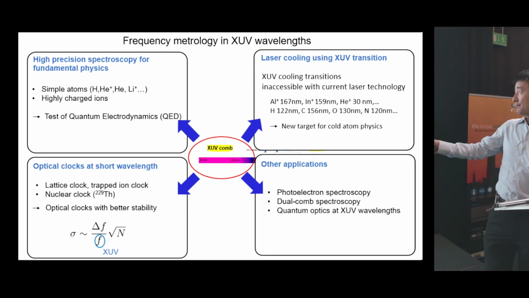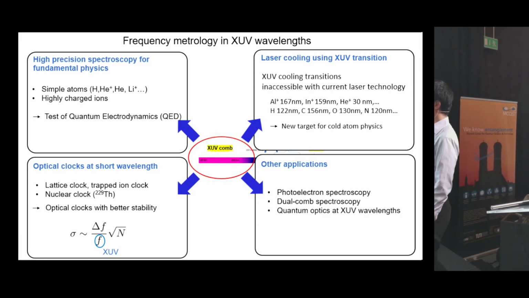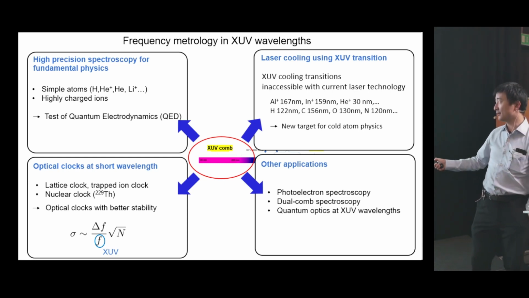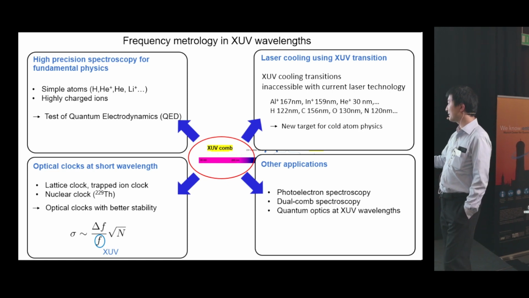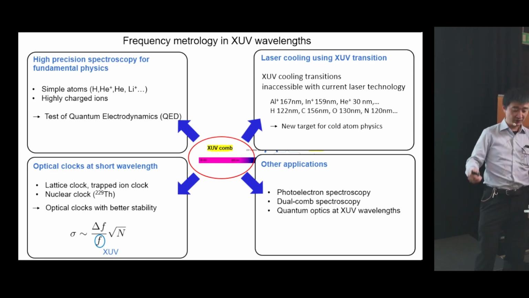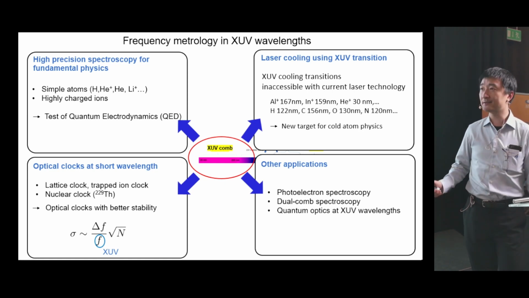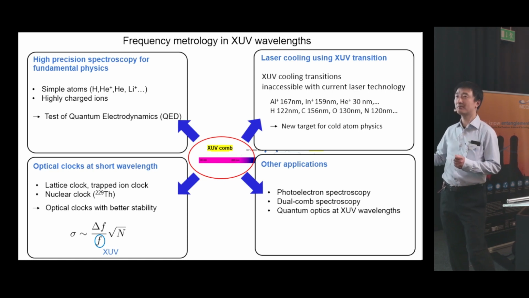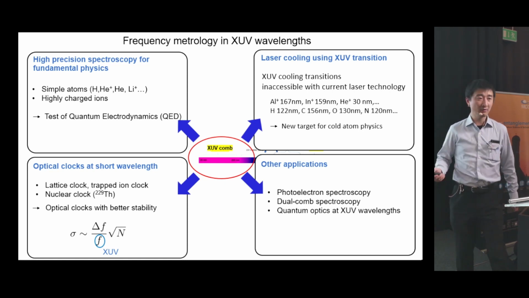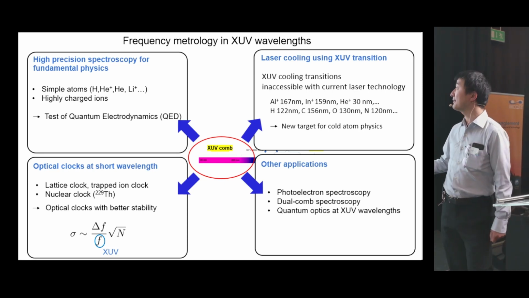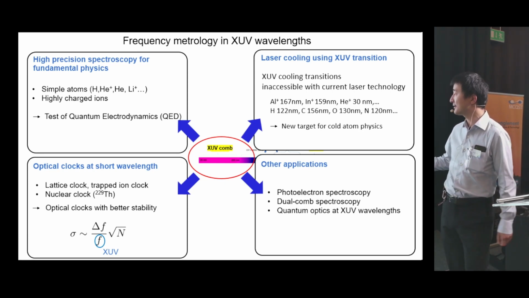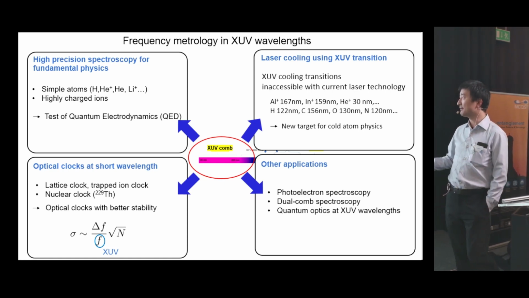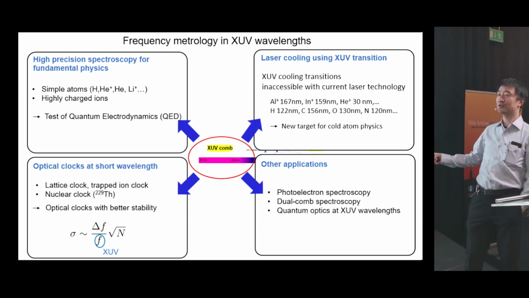Not only all these three applications, I can also imagine other applications: photoelectron spectroscopy, dual-comb spectroscopy. I don't have time to go into the details of these applications, and also for quantum optics at extreme ultraviolet wavelengths. For example, this high harmonic generation process I just introduced is known to produce non-classical light. For example, some particular orders of the harmonics can be non-classically correlated. All of these interesting features have never been investigated because it's so difficult to perform such experiments at such short wavelengths. By using this extreme ultraviolet frequency comb as a reference, we can imagine investigating those non-classical states at shorter wavelengths.